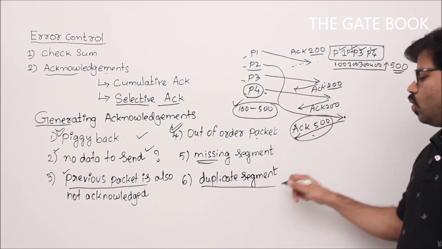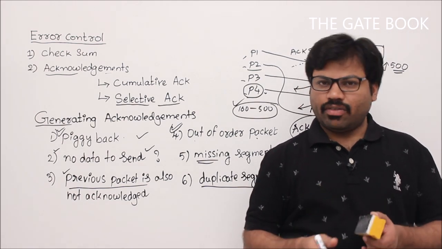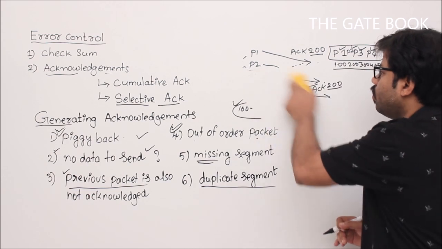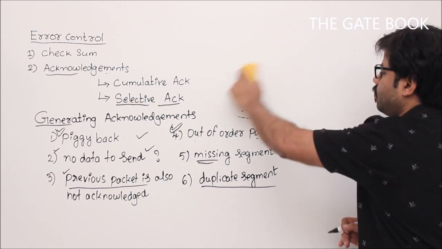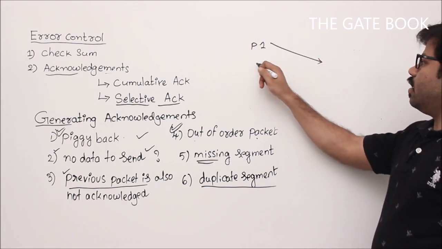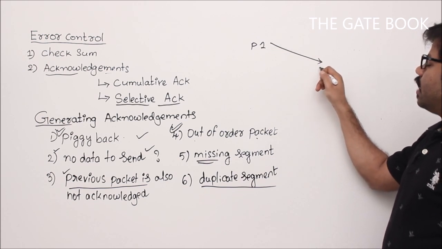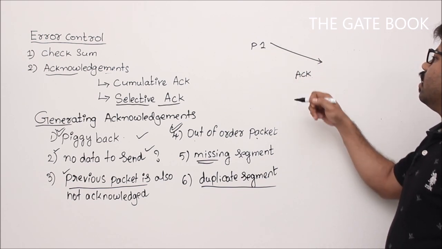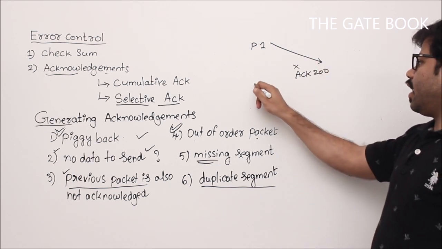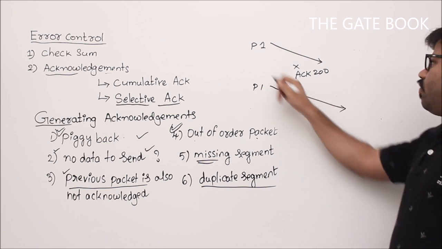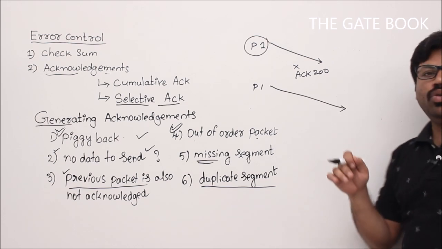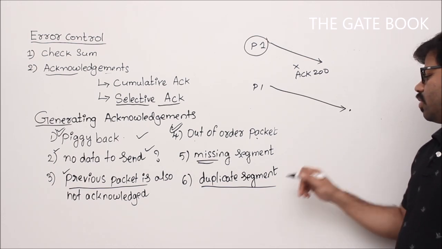Now the last one, duplicate segment. What is the meaning of that? We will see. Simple. Sometimes what happens, this is the situation. Packet 1 is sent, and let's say you sent the acknowledgement, ACK 200, but that is not received by your receiver. Then P1 will be transmitted one more time if the timer associated with P1 times out, correct? Then what are we going to do is the question. This is nothing but a duplicate segment.